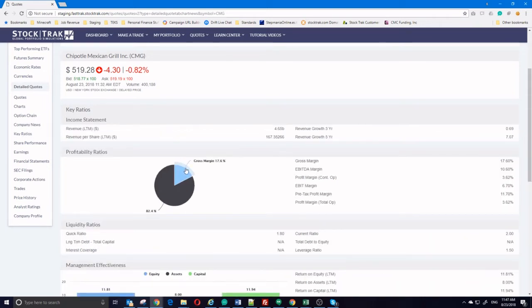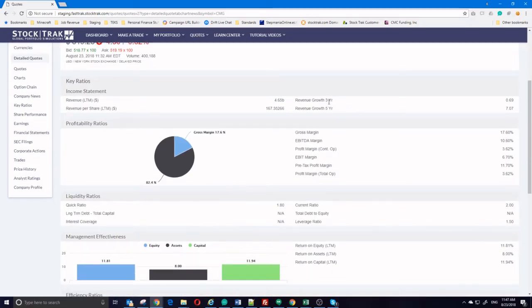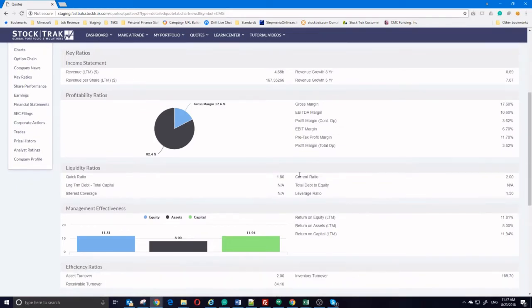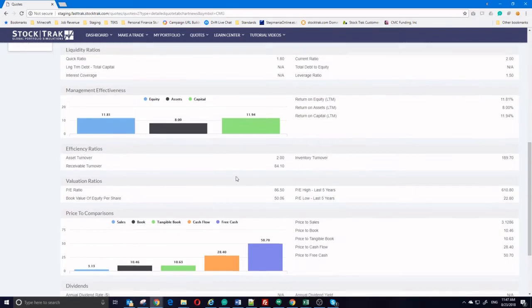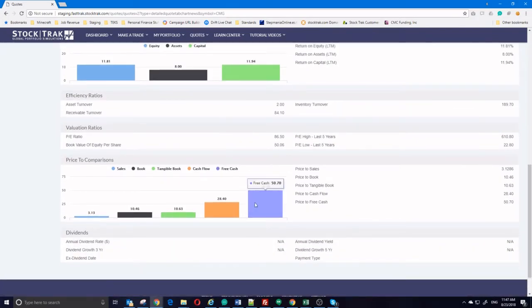Key ratios is most useful for some accounting and finance classes. You can see things like the margin, its revenue growth for the last couple of years, its profit margin, and some of the other information about the efficacy of its management, efficiency, valuation, and price comparisons.